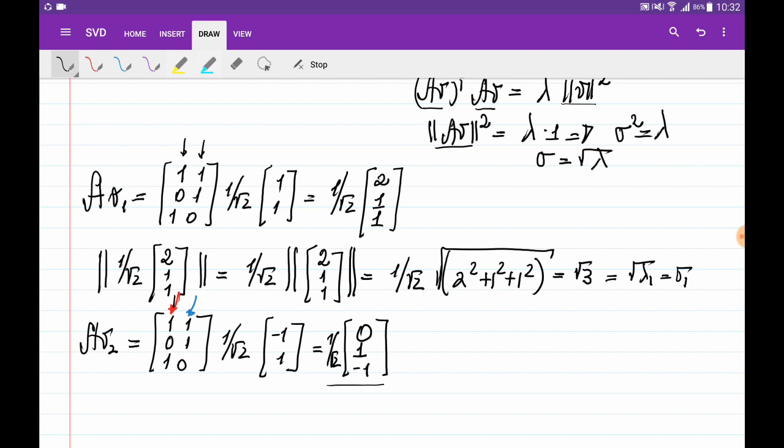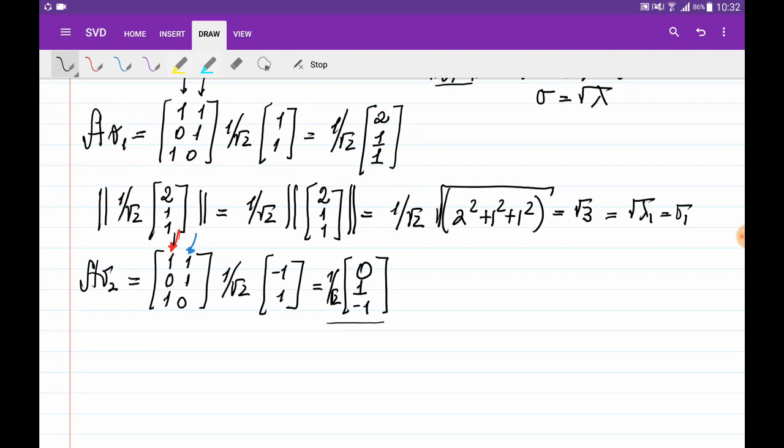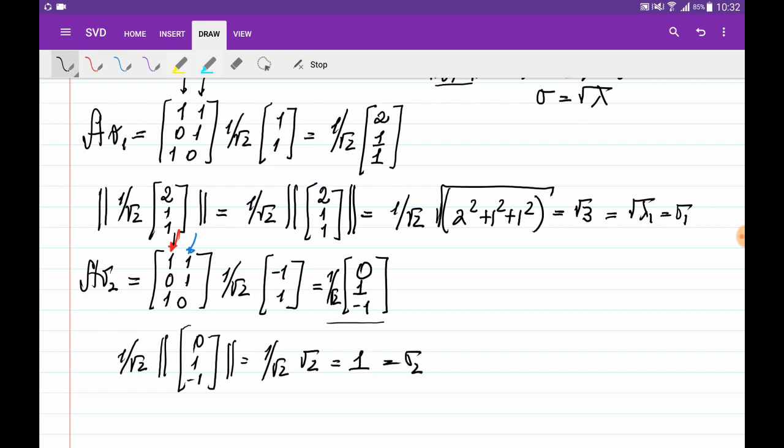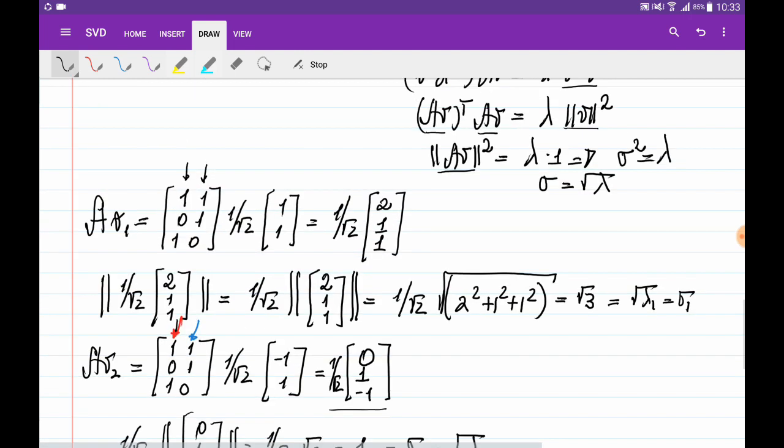So we can see that the norm of this vector is actually equal to 1, because the 1 over square root of 2 multiplied to the norm of the 0, 1, minus 1 will be equal to 1 over square root of 2 multiplied to the square root of 2, which is equal to 1. I take this as the sigma 2. So as you remember, lambda 2 was equal to 1, so actually this is equal to the square root of lambda 2. So basically we can find the sigma 1 and sigma 2 by taking the square roots of the eigenvalues of the A transpose A.